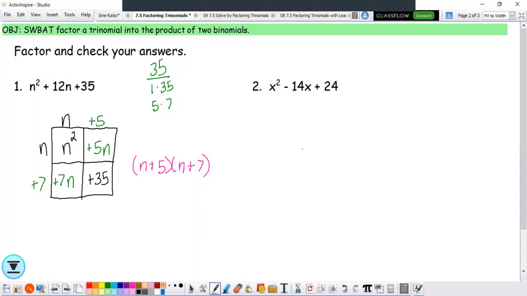Now the two we've done, everything has been positive. Let's take a look where our middle term is negative.